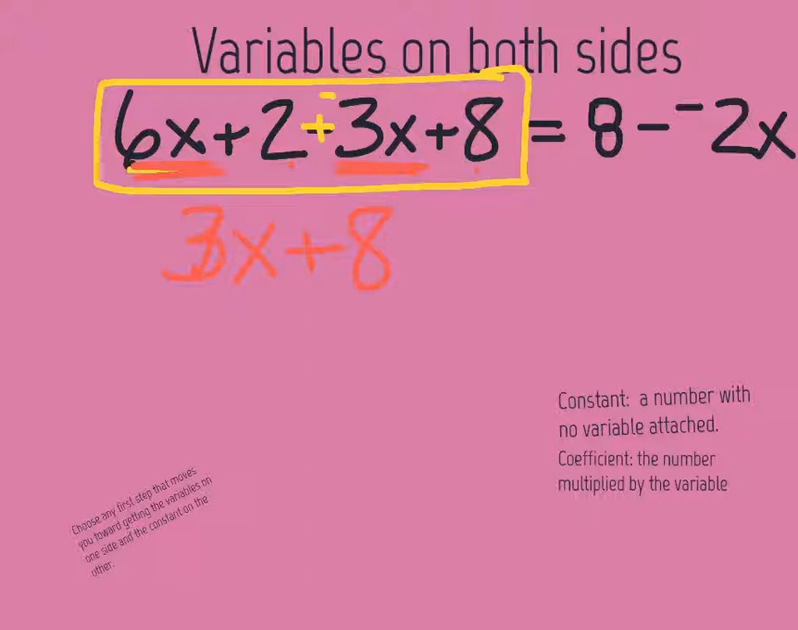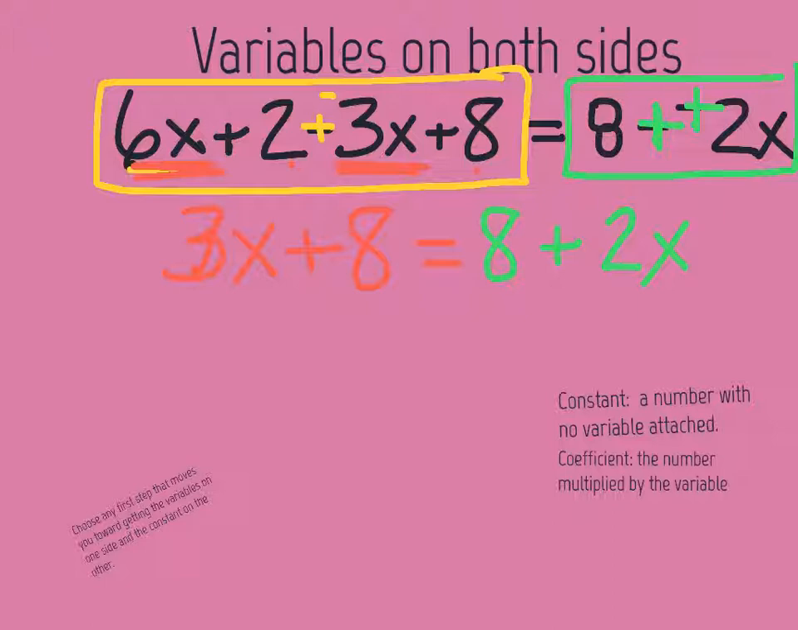And then on the other side, we have a visual that a lot of people get frustrated or confused by, and that's subtracting a negative. Subtracting a negative is the same thing as adding a positive, so you can think of that then as 8 plus 2x.